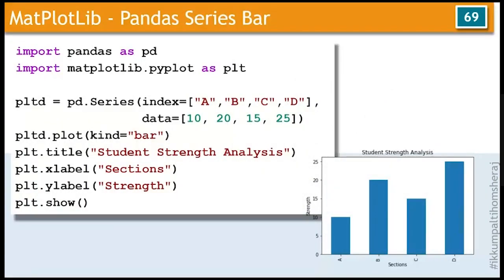Next is making use of a series for plotting a bar chart. Let's assume we have a series which has the index as A, B, C, D and data as 10, 20, 15, 20, 25. We write plt, that is, your series object dot plot, kind is equal to bar, and then we specify title, X label, Y label, and so on. And when you say plt.show, you will be able to see this particular bar chart like this.